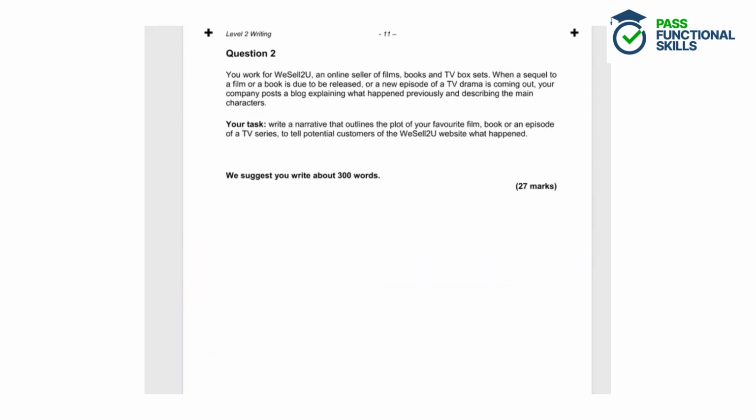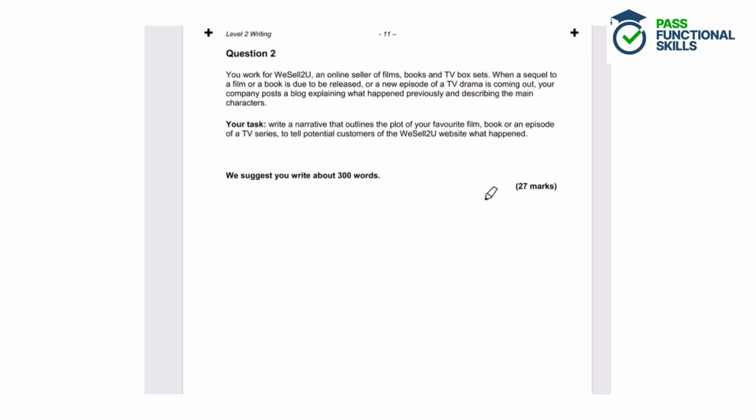Let's consider the second question. You work for We Sell to You, an online seller of films, books, and TV box sets. When a sequel to a film or book is due to be released, or a new episode of a TV drama is coming out, your company posts a blog explaining what happened previously and describing the main characters. Your task is to write a narrative that outlines the plot of your favourite film, book, or an episode of a TV series to tell potential customers of the We Sell to You website what happened. We suggest you write about 300 words.